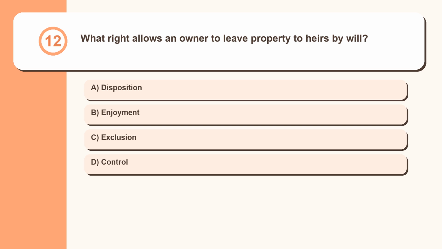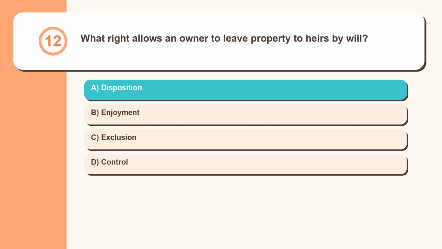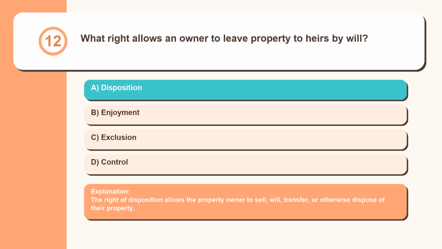Question 12. What right allows an owner to leave property to heirs by will? Disposition, enjoyment, exclusion, control. The right of disposition allows the property owner to sell, will, transfer, or otherwise dispose of their property.